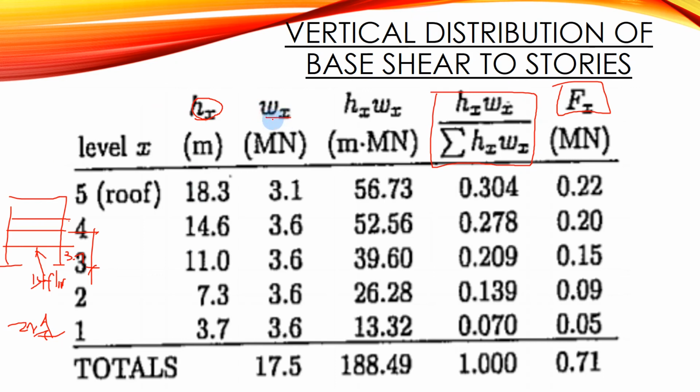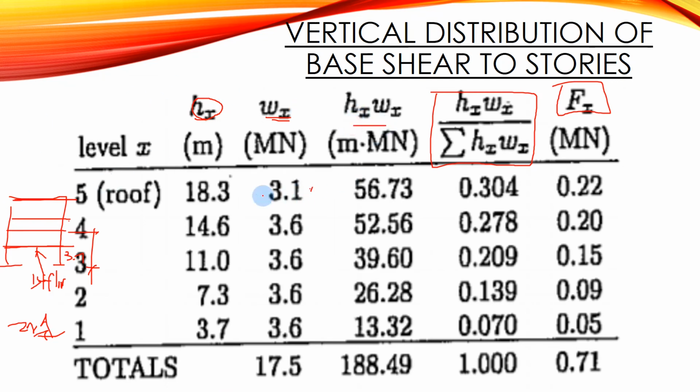Then for Wx is mao na ang weight per floor. So, mao na yung weight 3.6, 3.6 ang weight each floor. Pero nag-vary lang to pakabot sa roof, di ba? Kaya sa taas, ning gamay to ang 3.1 as given sa problem. Then, what we will do now is multiply Hx times Wx.